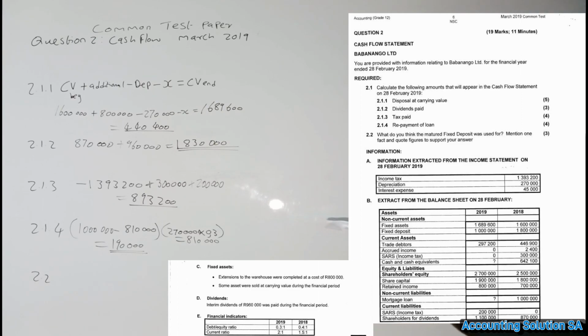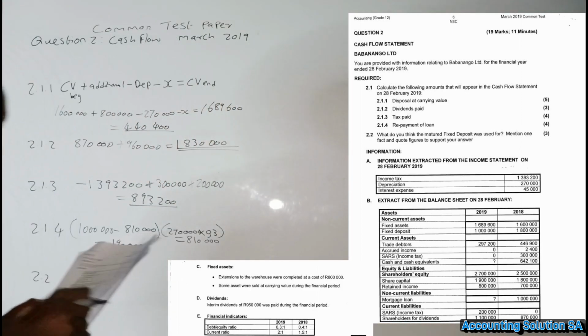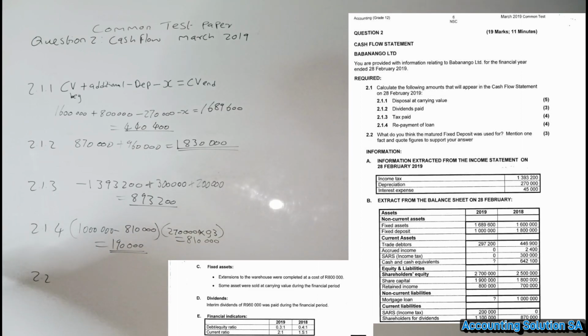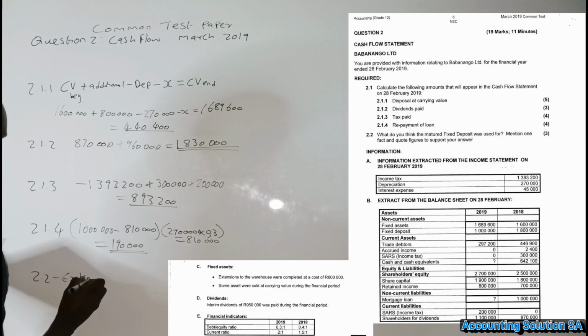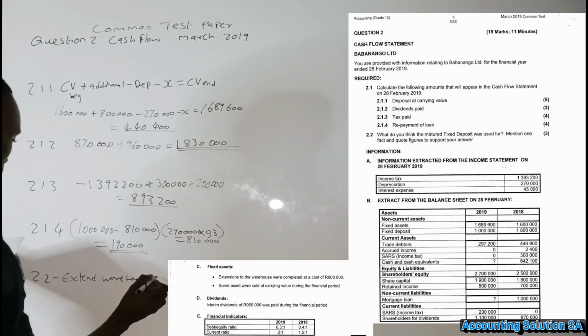Okay, so we have a fixed deposit, guys. If you check on your balance sheet, it was 1.8, now it is 1 million, which means that 800,000 has matured. So what do you think we used this matured fixed deposit for? Number one, if you check on the other side, there is an extension to the warehouse. Okay, number one, we can say this business extended the warehouse, which cost how much? 800,000.